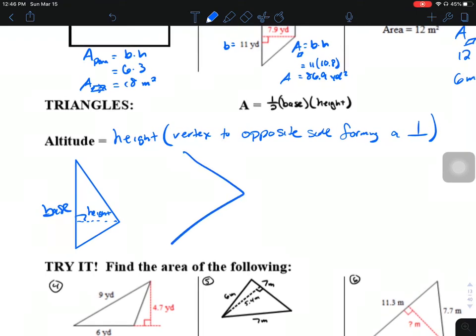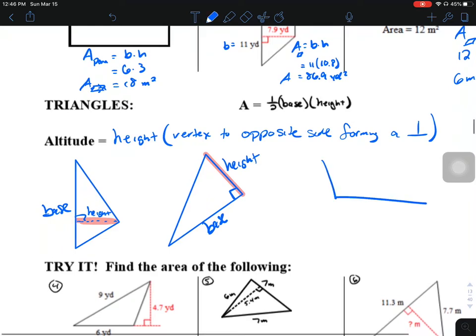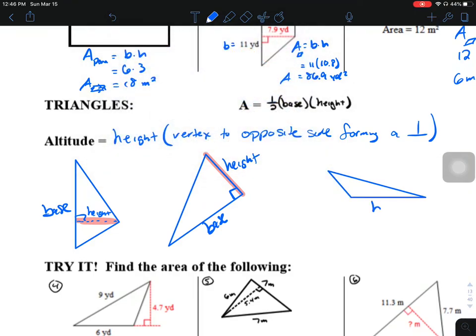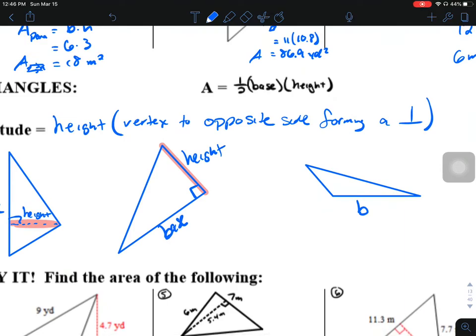It is possible that your height is inside the triangle, like it was here. It's possible if you have a right triangle, and this is the base, that the height would be on the circle, or sorry, on the triangle. And it's also possible if you have an obtuse triangle that your height isn't in your triangle or on your triangle, but it's on the outside.